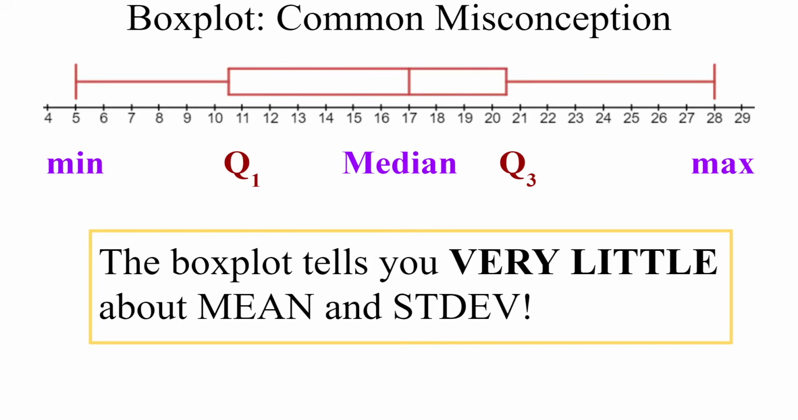So if you see an answer choice for a box plot question talking about mean or standard deviation, just cross it off right away. It's probably not right.